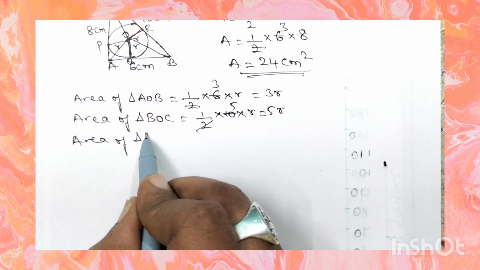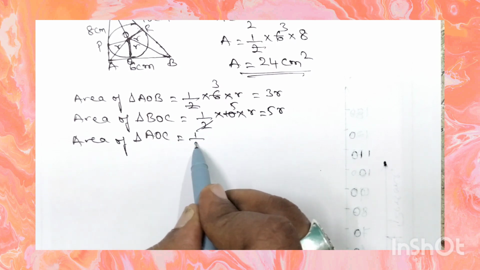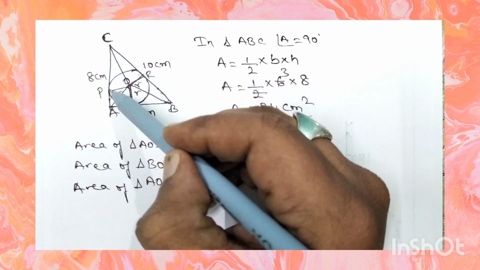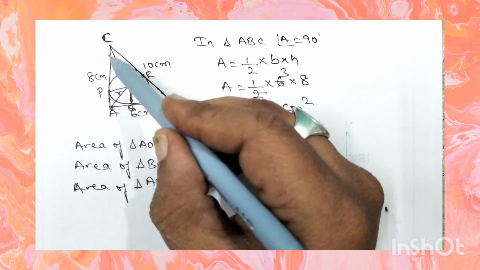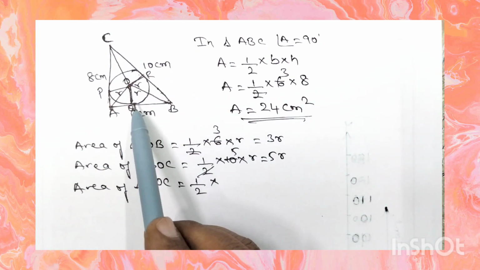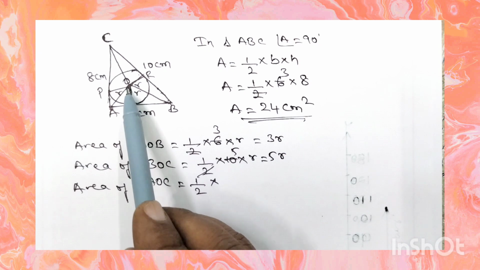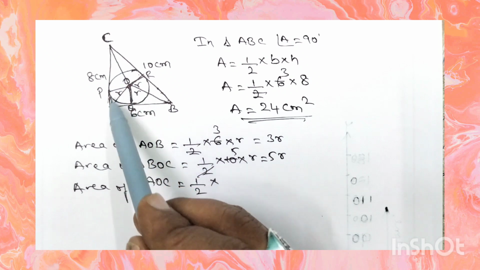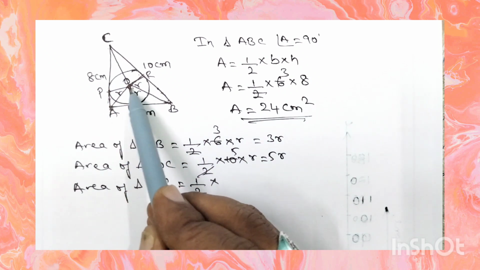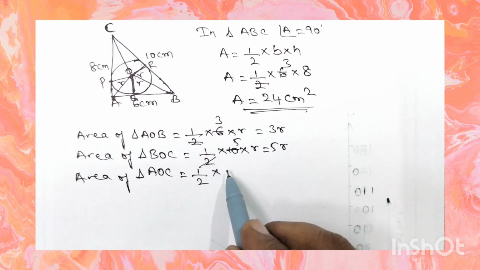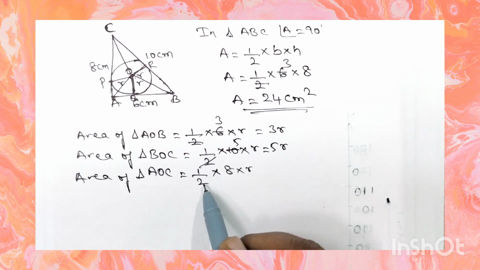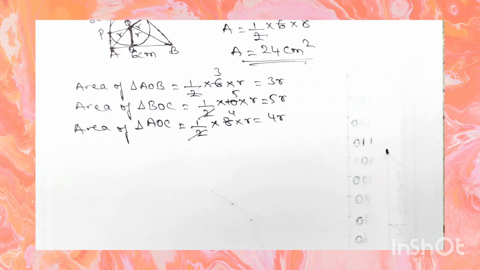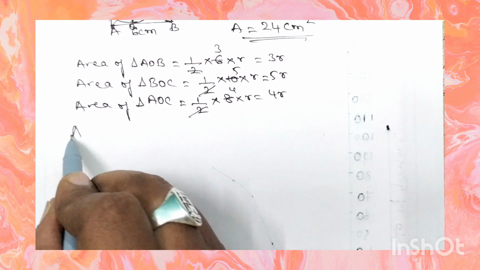Next, another one, AOC, is equal to half into base. In triangle AOC, which is the base? The base is AC. ನೋಡಿ ಇಲ್ಲಿ ಇದು ಬೇಸ್ ಆದರೆ 6 ಬೇಸು, ರೇಡಿಯಸ್ ಇಸ್ ದ ಹೈಟು. ಇಲ್ಲಿ 10 ಬೇಸು, ರೇಡಿಯಸ್ ಇಸ್ ದ ಹೈಟು. ಇಲ್ಲಿ 8 centimeter is the base, height radius. Okay, half into base 8 into radius, 2 ones are 2, 2 fours are 8, which is equal to 4R. So 3R, 4R, 5R.